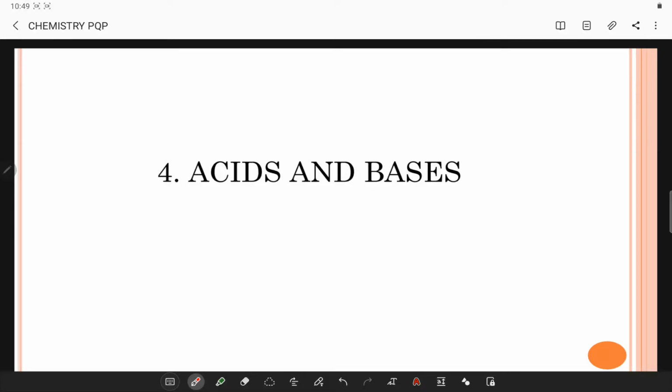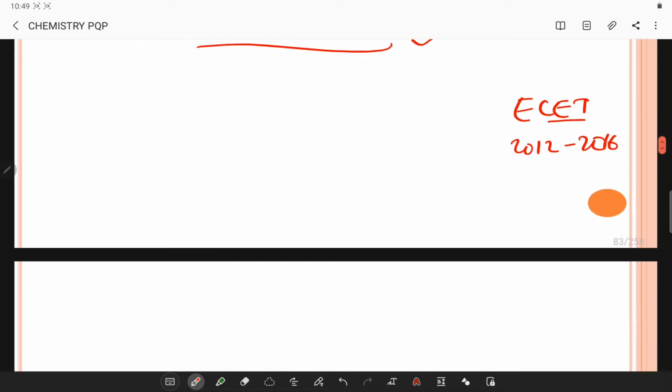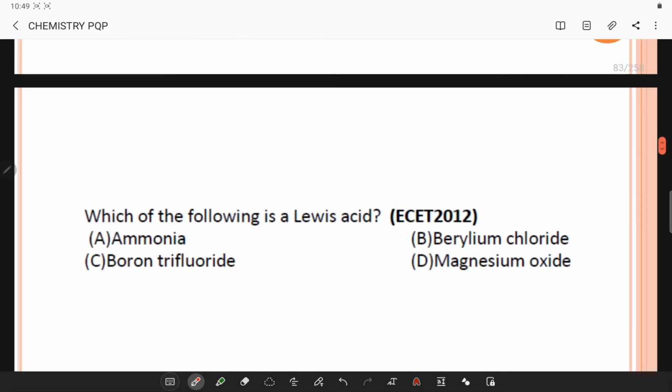Friends, today let's solve questions related to ECET chemistry between 2012 and 2016. The topic is acids and bases. Let's go to the first question. Which one of the following is a Lewis acid?